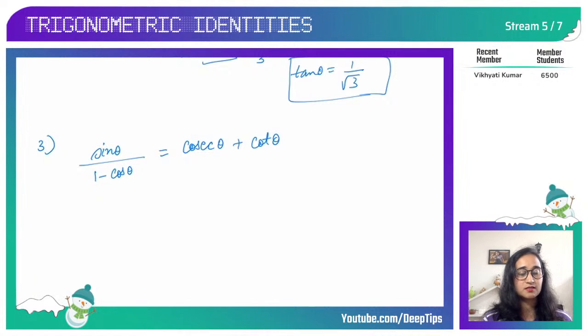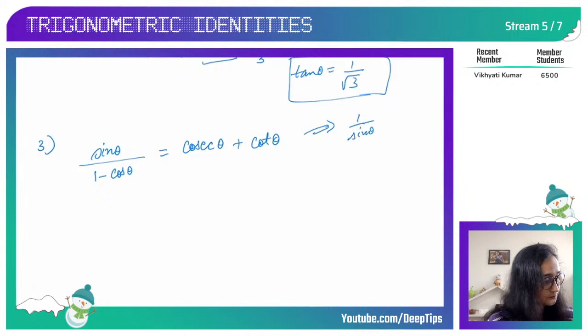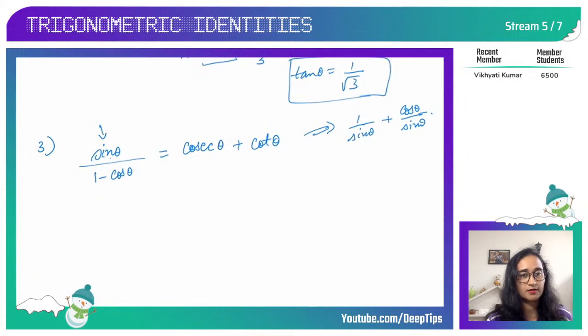If you look at this, I can relate it with surds, doing the rationalizing. Why do I need to do something? Because to get cosecant theta and cot theta, for cosecant theta I need 1 by sine theta, and for cot theta I need cos theta by sine theta. To reach the RHS, I need 1 by sine theta plus cos theta by sine theta, correct?